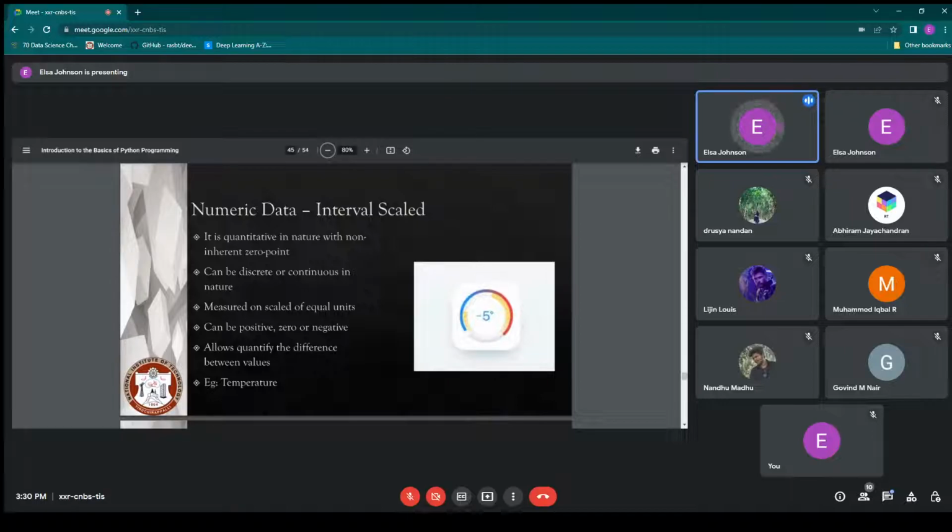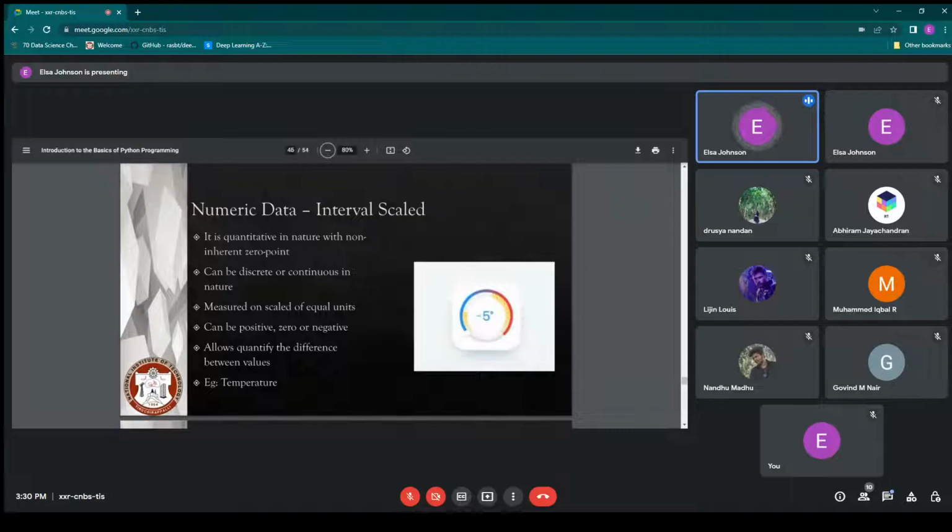In this type of data, interval scale data, you can't tell that today is 4 times hotter than yesterday. Yesterday's temperature was minus 4 degrees Celsius and today it is 0 degrees Celsius, but based on that, you can't say it's 4 times hotter. You can just say that the difference between yesterday's and today's temperature is 4 degrees Celsius. So here it allows the difference between values. That is interval scaled numerical data.